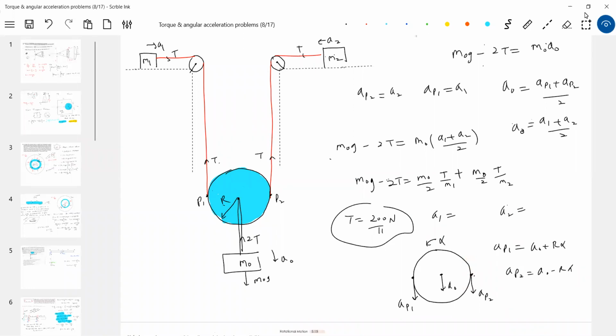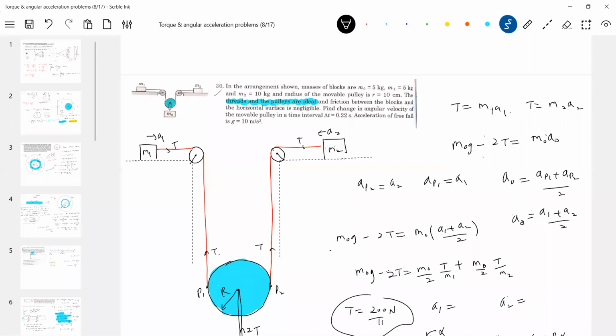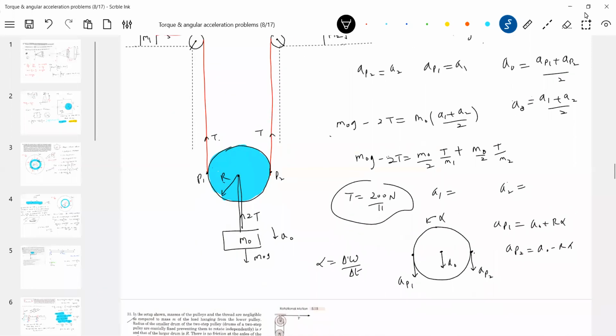So how can we calculate the alpha? Yes, we know AP1. So what is AP1? We know A1, A2, and we know A naught. So we'll get alpha. After getting alpha, what is in fact alpha? You can write delta omega by delta t. It is asking in time delta t, no? 0.22 seconds. So here you'll get the required answer.